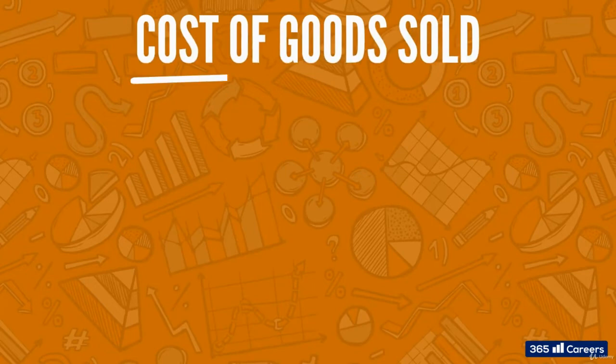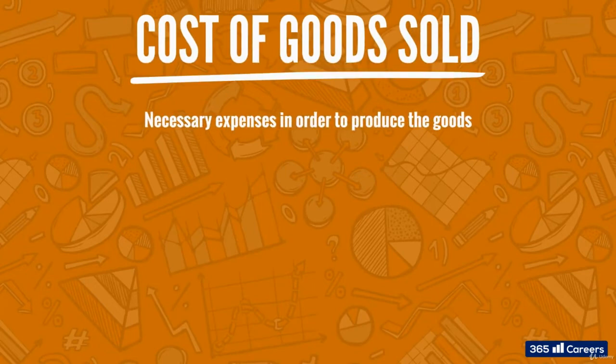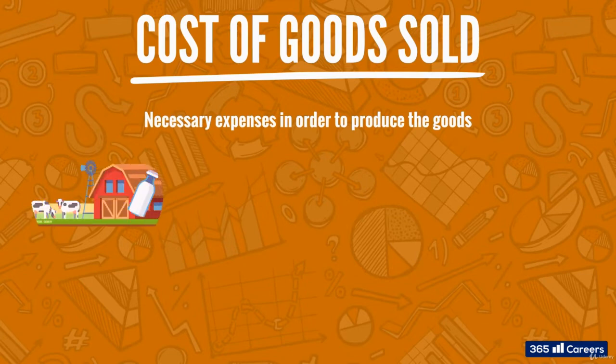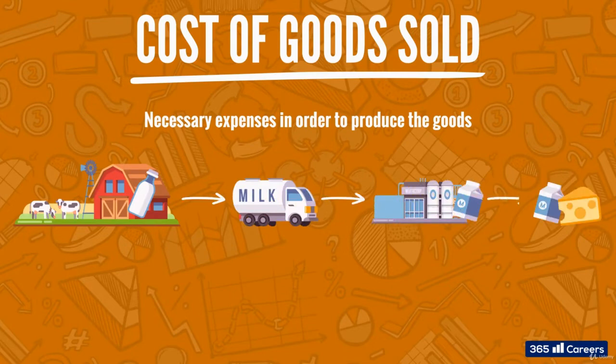Cost of goods sold are expenses that are necessary to produce the goods that the firm sells. Our dairy company needs to buy raw milk from local producers, transport, process, and then package it before it can sell it to the large supermarket chains. It sustains additional costs in order to produce cheese from the milk. All of the expenses that are directly attributable to the production of goods that are later sold are registered as cost of goods sold.